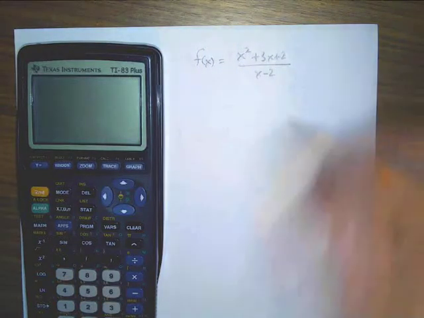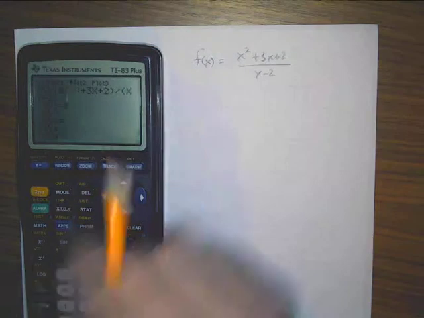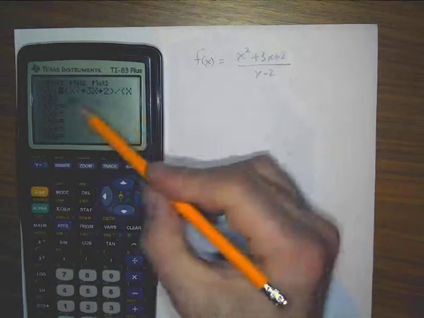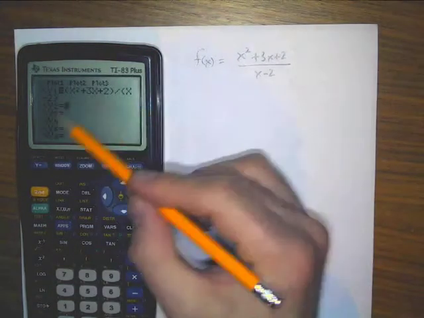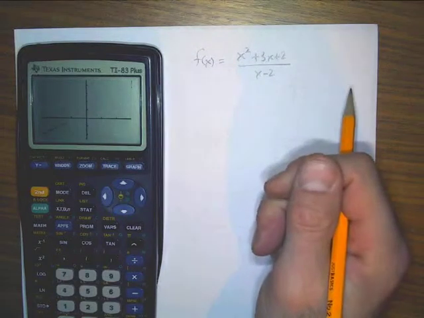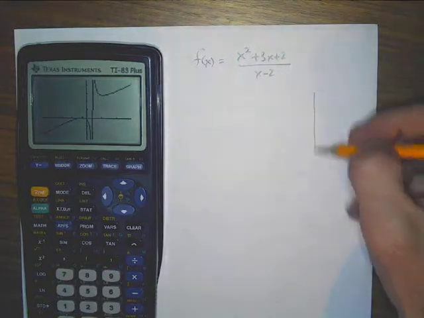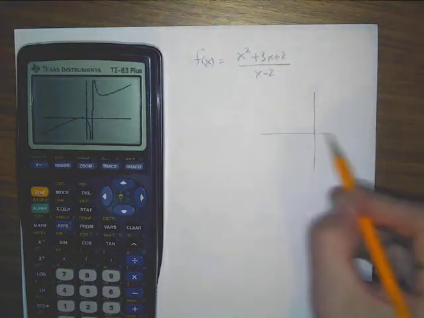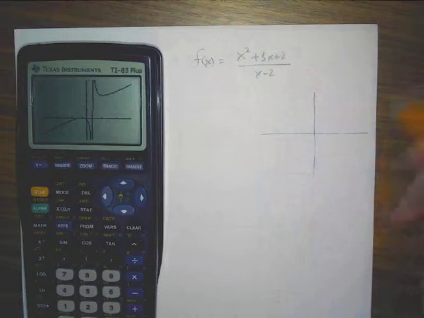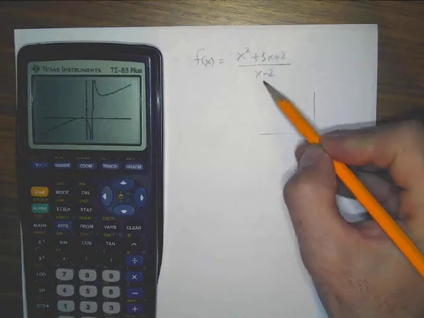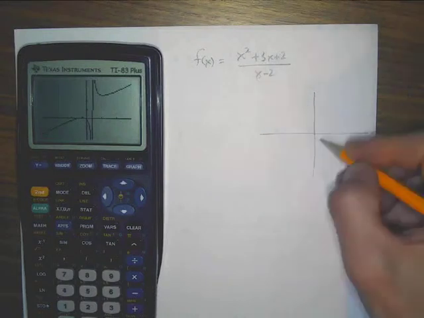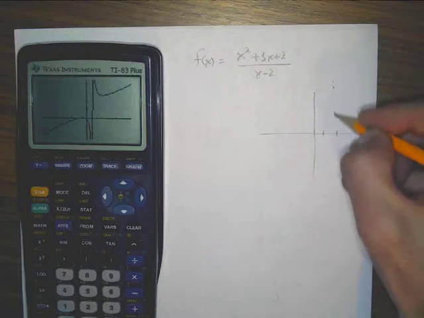Now, let's put this in our calculator and see what this looks like when we graph it. So there it is. I'm going to push the graph button, and it looks like we have an oblique asymptote. So just do a rough draft here. And the other thing, it looks like we have a vertical asymptote at x equals 2.